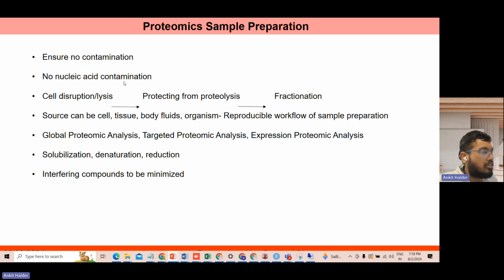Lipids, we know that it's a huge component of the cell membrane. So all these things can be contaminating our samples and lead to inferior quality of proteins that would hinder our further analysis. In this complete course, you would be coming across two types of proteomics: gel-based proteomics and mass spectrometry-based proteomics.